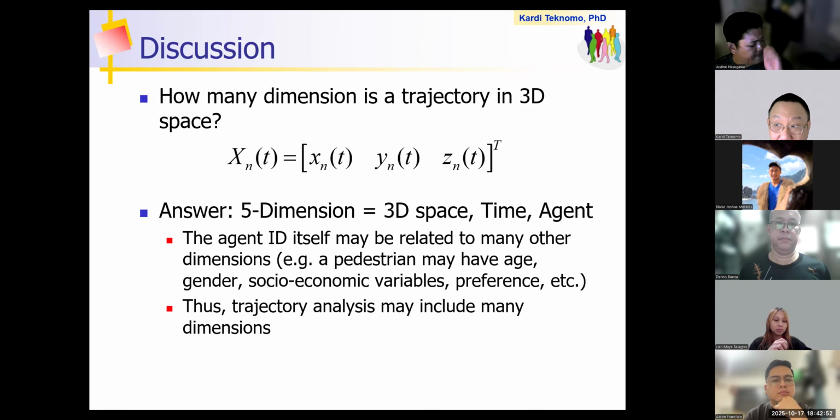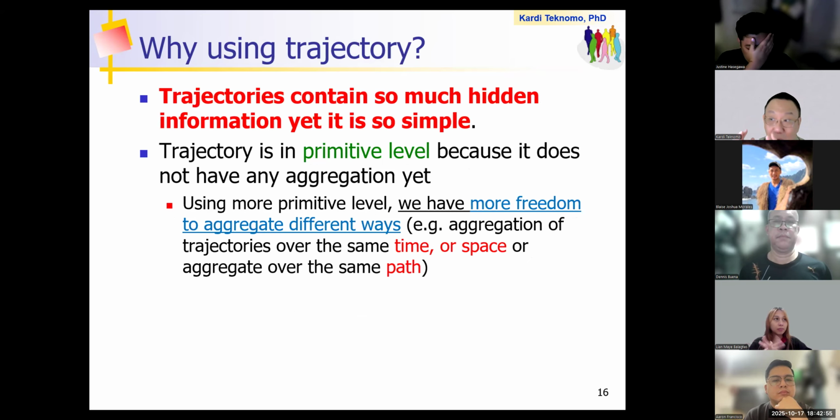So trajectory contains so much hidden information, yet it's very simple. It's a very primitive level, because we did not aggregate that yet. So using that primitive, you have more freedom. How are you going to aggregate this? Are you going to aggregate over time, over space, over path, over agents, and so on? That depends on you, right?